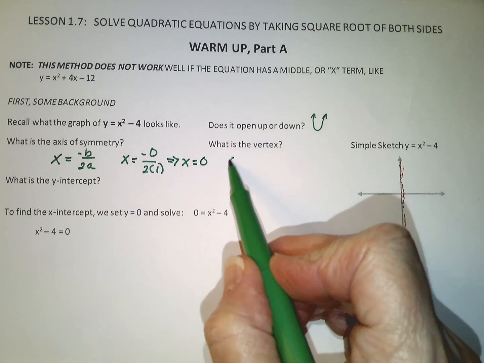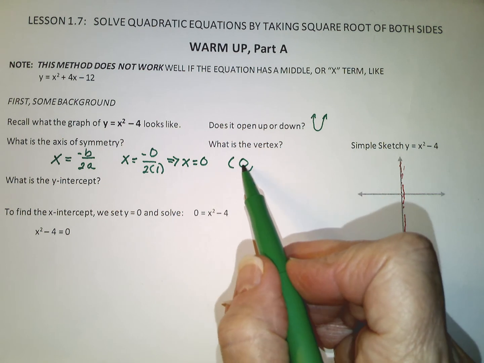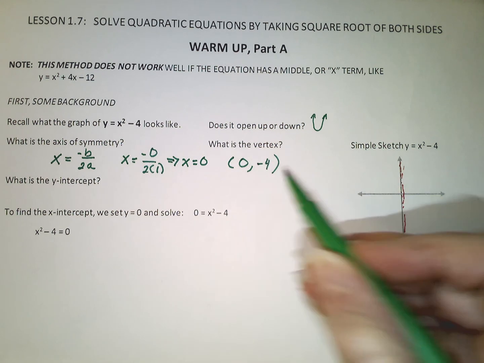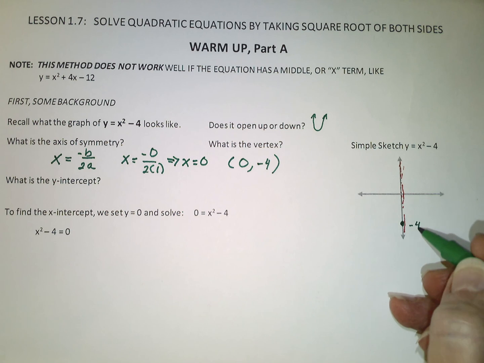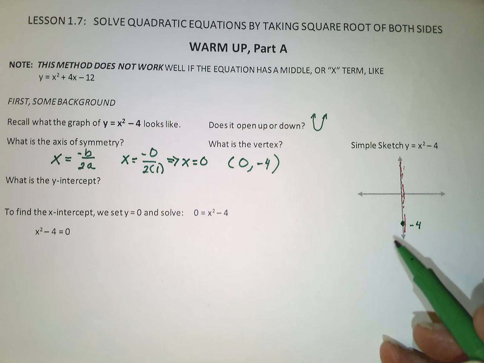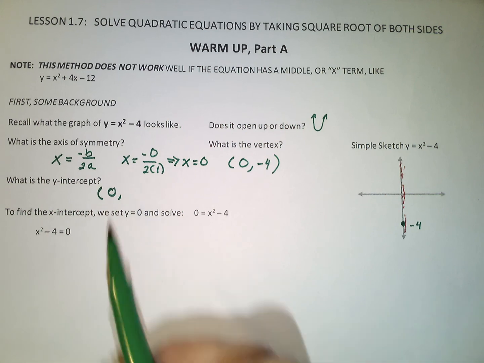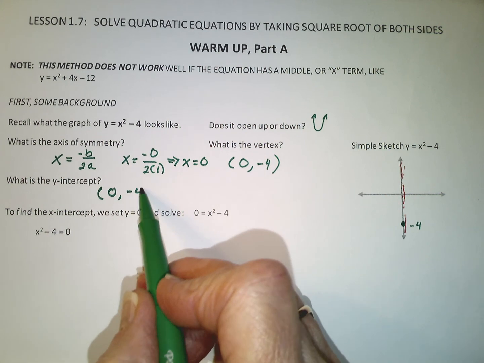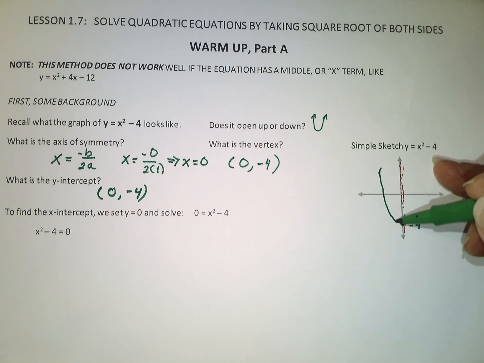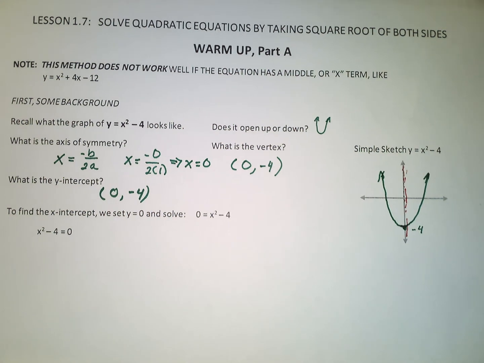The vertex. Well, we already have half of the vertex. We know the x-coordinate is going to be 0. And to get the y value, you just put 0 in the original equation for x. Apparently y equals negative 4. And because that's the vertex and it's opening up, we know that's going to be the bottom of the parabola. Y-intercept. Well, that happens when x is 0, and we already know that's negative 4. So basically, our parabola's going to be shaped sort of like that.